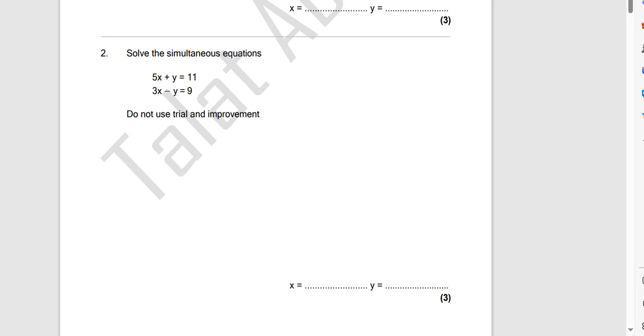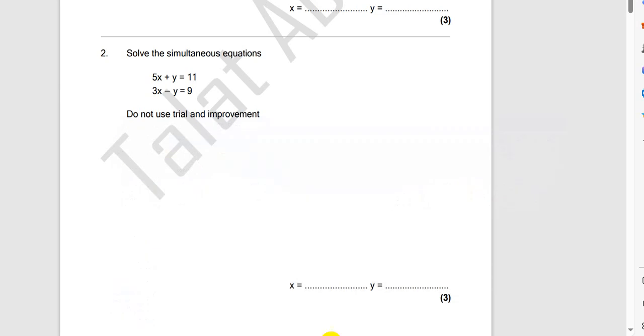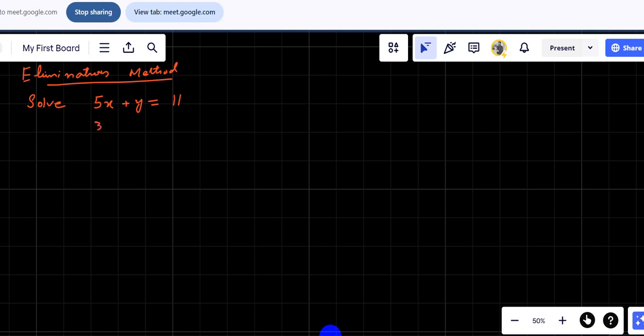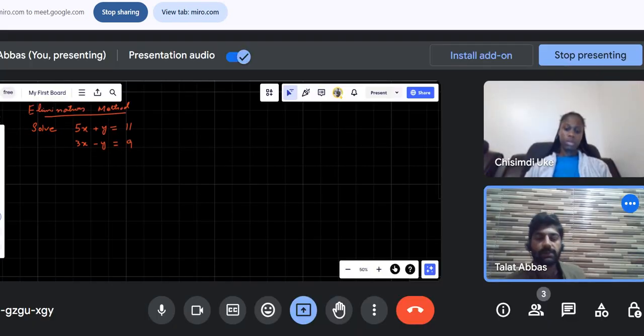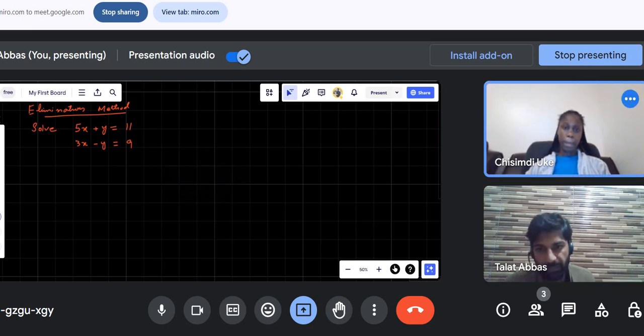Solve 5x plus y equals 11. Second equation is 3x minus y equals 9. So these are two equations. Are these linear? Both equations are linear, yes.